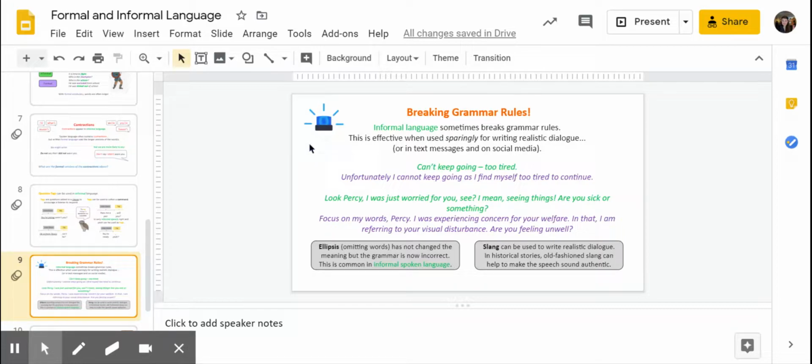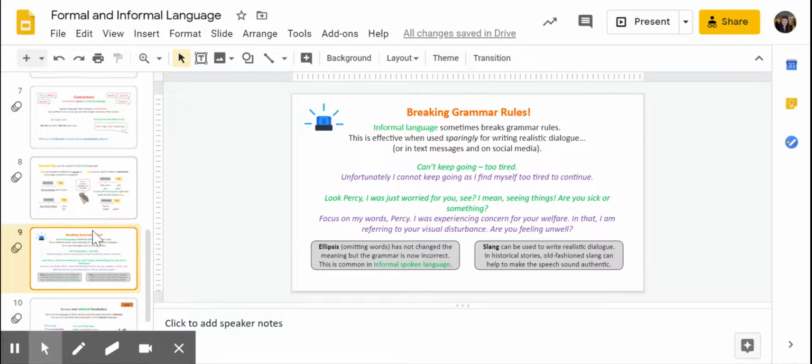Informal language is also allowed to break grammar rules. So often when we're talking, we don't adhere strictly to the rules of grammar. All right, for example, "Can't keep going, too tired." I haven't used the correct grammar rules here. If I was talking or writing in a formal context, I'd need to meet those grammar rules. For example, "Unfortunately, I cannot keep going as I find myself too tired." So pause here. I'd like you to read through this.